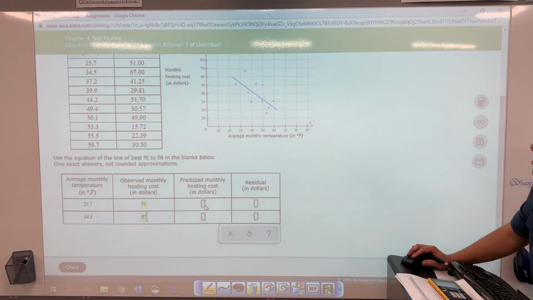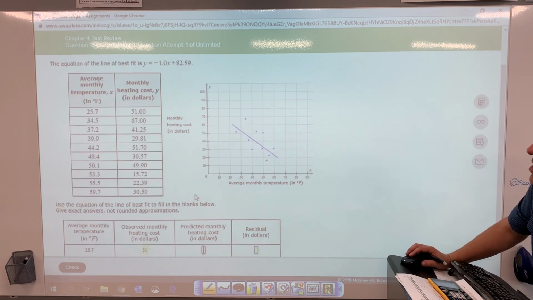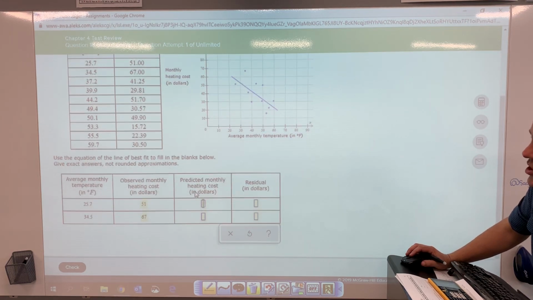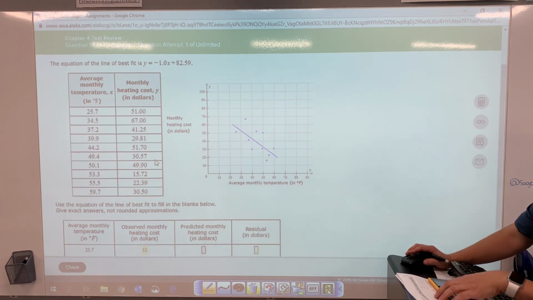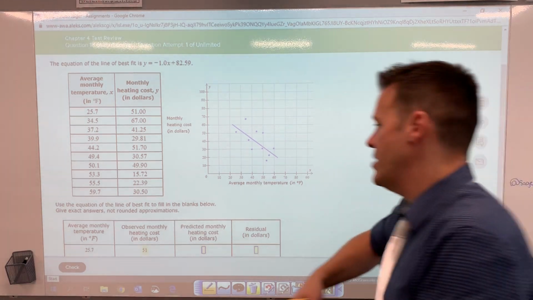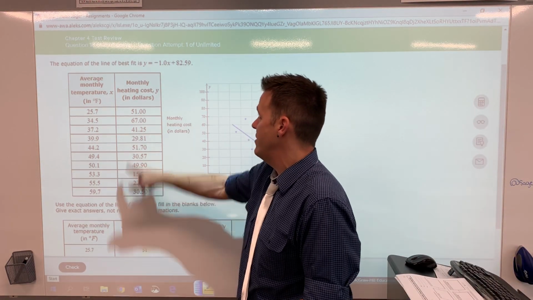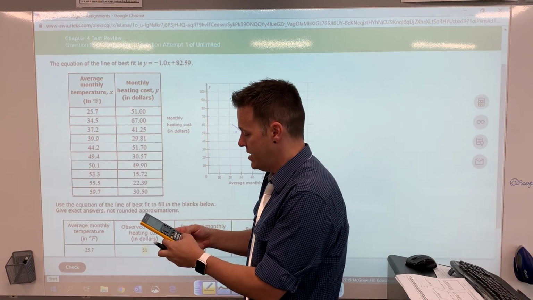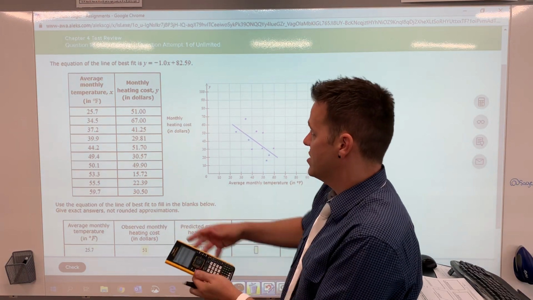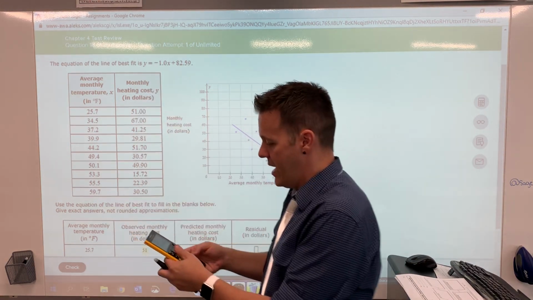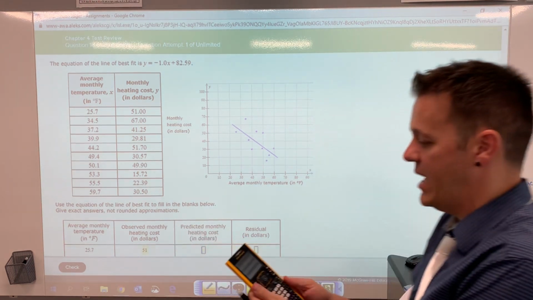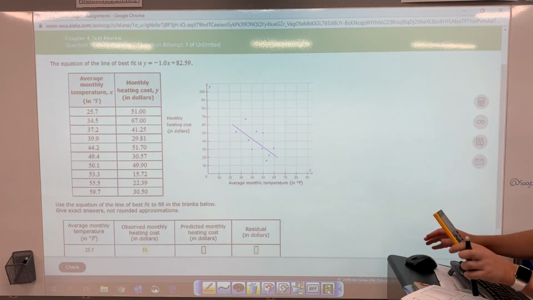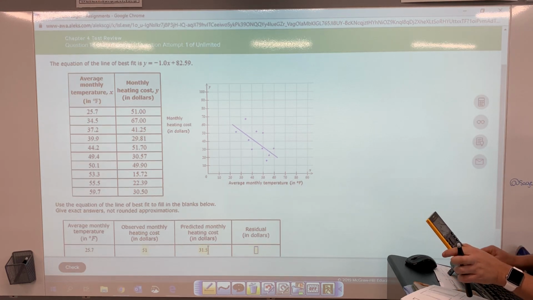Now here's the predicted model. What I would want you guys to do is plug the value into this equation for the predicted model, because this is the predicted model. So if it's a 1, basically what you're doing is taking this number and making it negative. In this case, it'd be negative 51, because 51 times negative 1 is that, and then it's plus 82.59. If I put that in there, my predicted model would be 31.59.